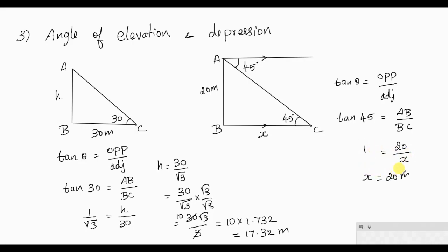So it's simple. Always remember, if it is angle of elevation, the angle will be inside the triangle, and if it is angle of depression, the angle will be outside the triangle. Remember this point alone. In the following videos, we will see sums regarding heights and distance.